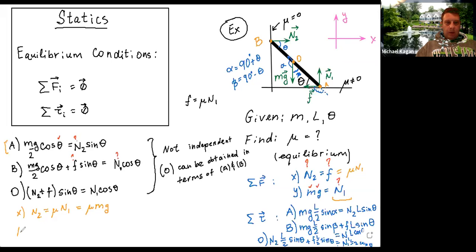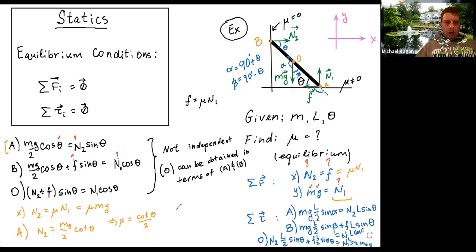From equation A, I get that n2 equals mg over 2 times cotangent theta. Now from these equations, mu equals cotangent theta over 2. Do you guys agree? Yes.